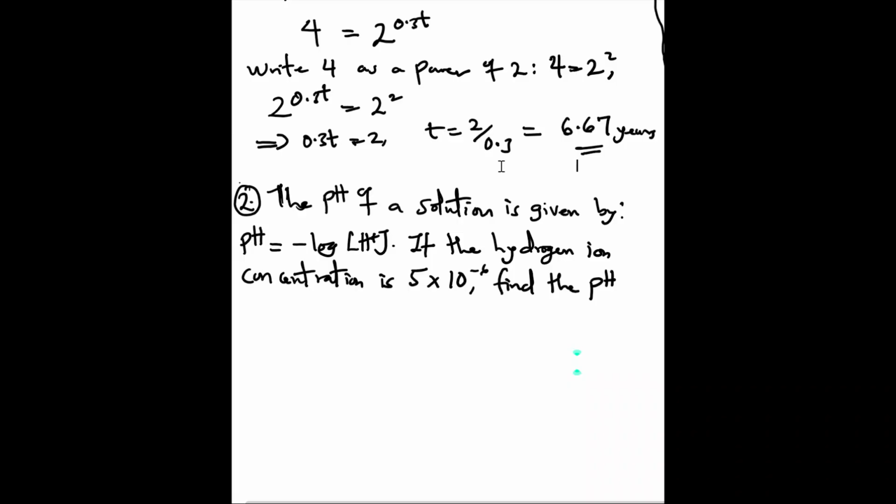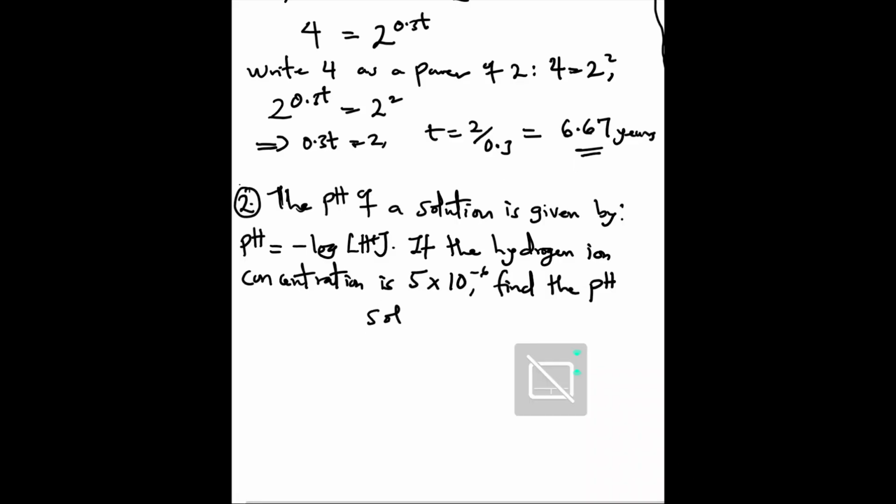Number 2 says the pH of a solution is given by pH equals minus log H plus. So it says if the hydrogen ion concentration is 5 times 10 raised to the power minus 6, find the pH. So in this one, the pH is defined by pH equals minus log H plus, and given that H plus is equal to 5 times 10 raised to the power minus 6, we are finding the pH. We are going to substitute pH equals minus log base 10, 5 times 10 raised to the power minus 6.